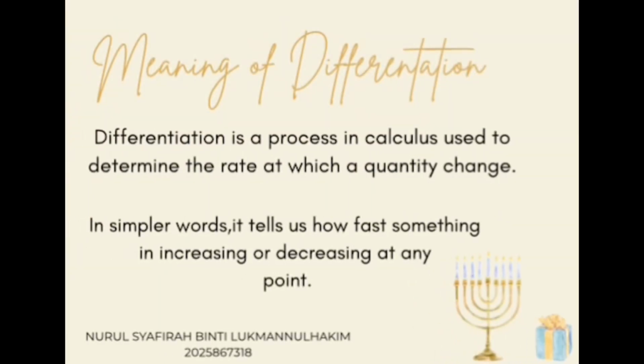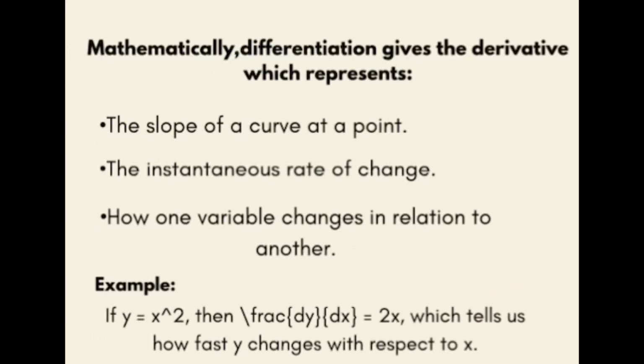Today, I want to explain the meaning of differentiation. Differentiation is a process in calculus used to determine the rate at which a quantity changes. In simple words, it tells us how fast something is increasing or decreasing at any point. Differentiation gives the derivative, which represents the slope of a curve at a point. It also gives the instantaneous rate of change and how one variable changes in relation to another.